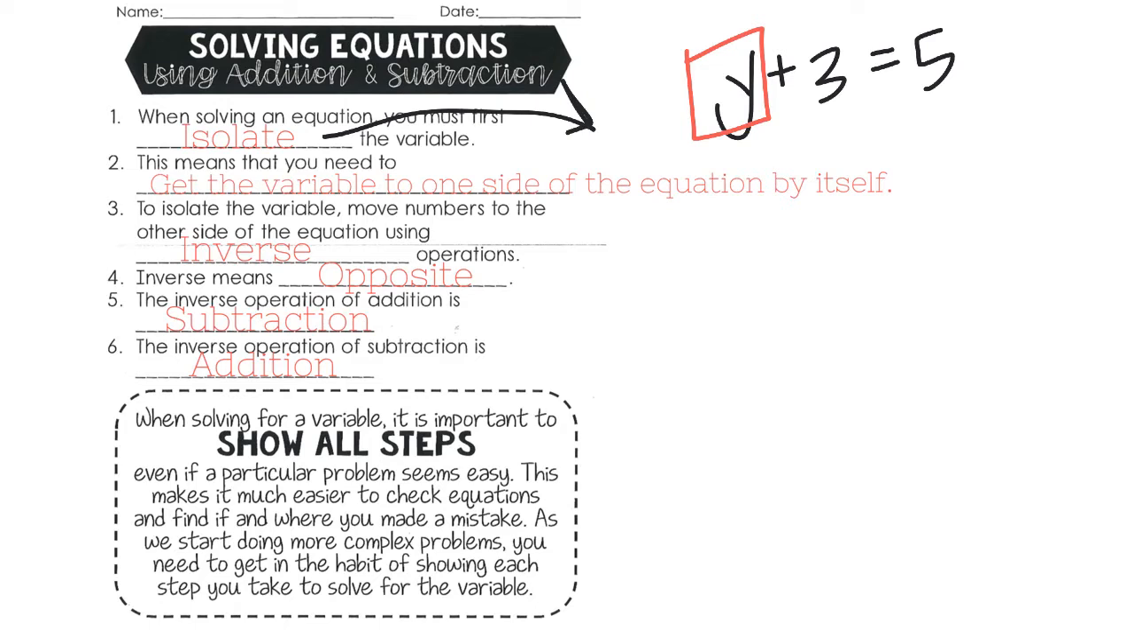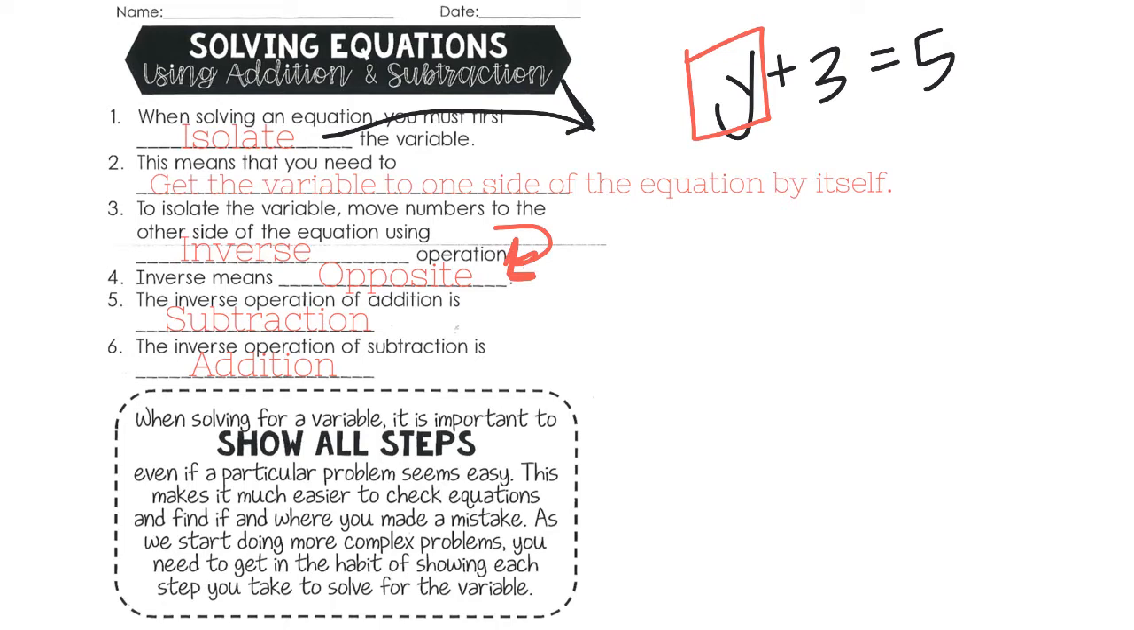And in order to do that, we need to get rid of this plus 3. Okay, so to isolate the variable, looking at number 3, it says move numbers to the other side of the equation using inverse operation. We know what inverse means by looking at number 4. Inverse just means the opposite. Okay, so the inverse operation of addition is subtraction, and the inverse operation of subtraction is addition.